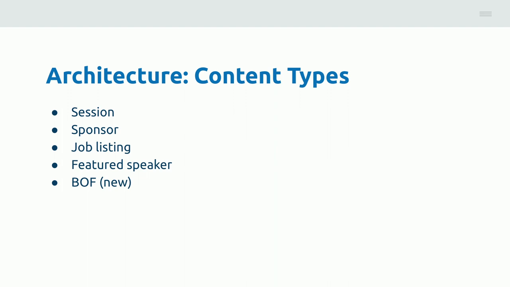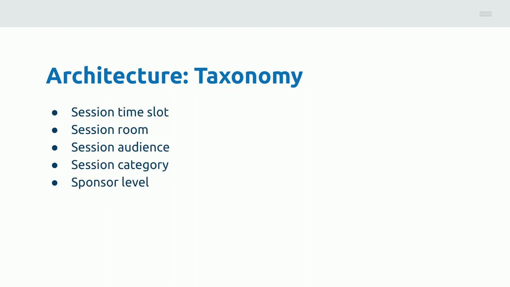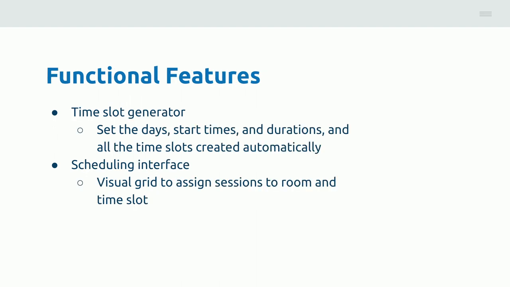In terms of the architecture that it provides, it creates these different content types, sessions being probably the most key one, but also the ability to manage sponsors, job listings connected to sponsors, the ability to have featured speakers, and then, again, the BOFs is that new feature. It also creates a series of vocabularies. So the session time slots and rooms are actually done as taxonomies, and then the audience categories and sponsor levels are all also vocabularies.